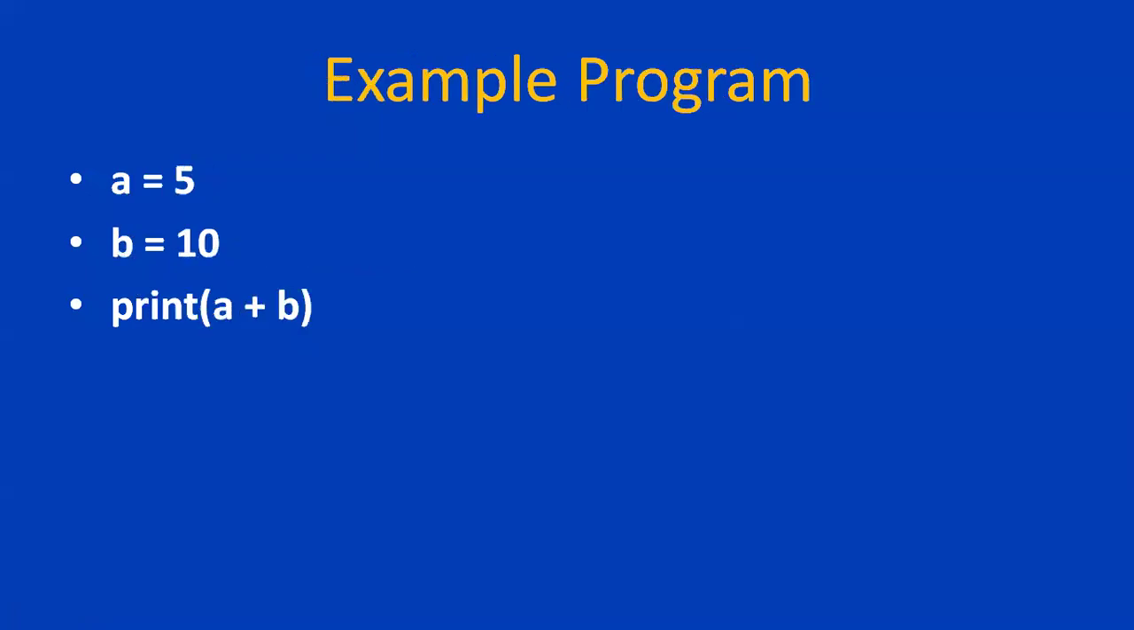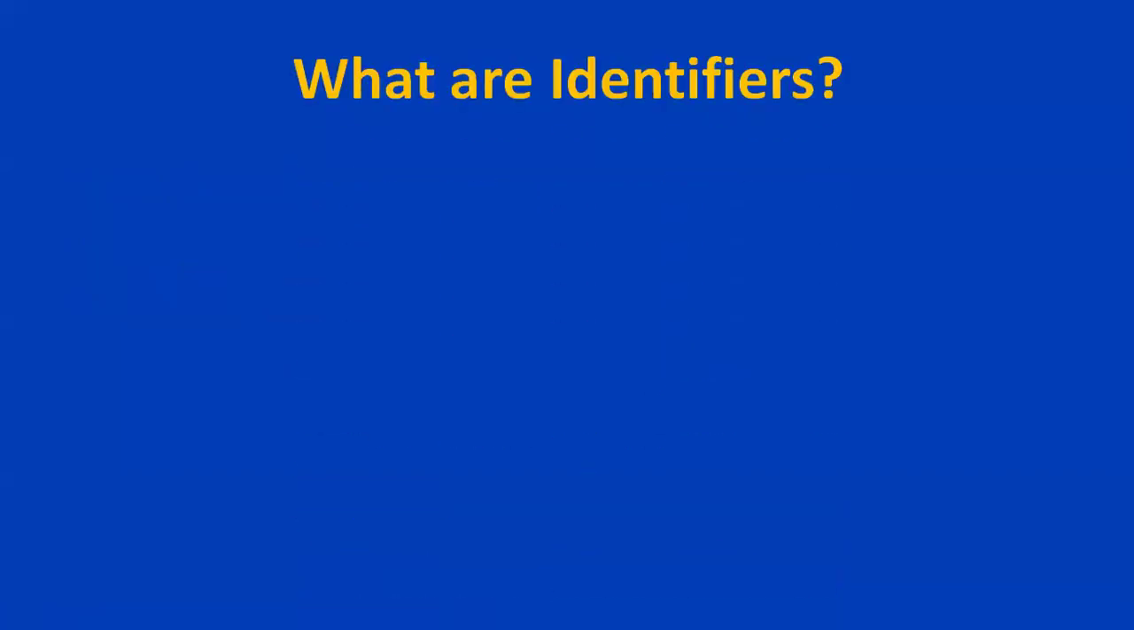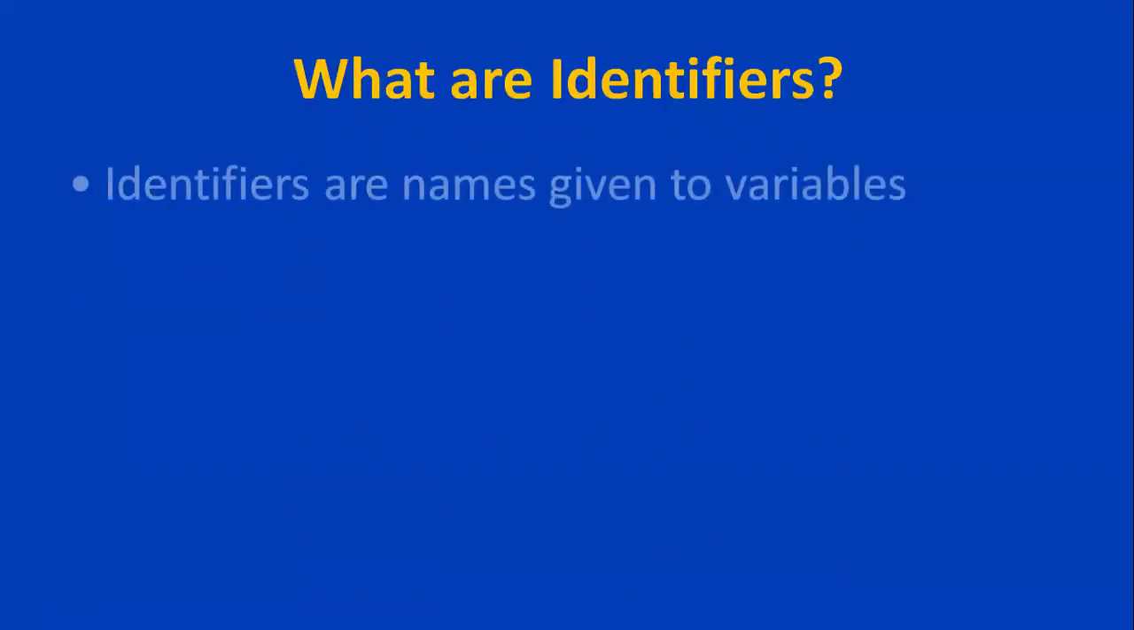Example program: a is equal to 5, b is equal to 10, print a plus b. What will be the output for this program? Can you guess? A and B are being added. What will be the answer? 15.